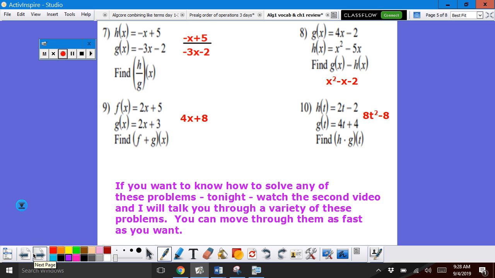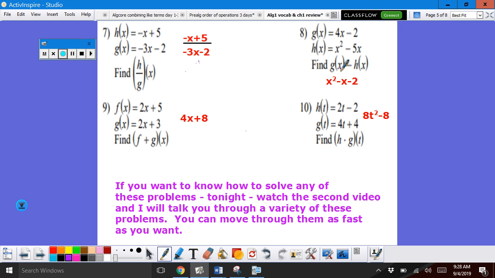Okay, so 7, 8, and 9 were a little bit different because we were actually combining like terms. Number 7, it's a fraction, so it's division. It wants me to take the top and put it on top, and the bottom and put it on the bottom, and then try to simplify. Well, I can't simplify because I can't cross anything out. There's no adding, no subtracting. I'm done. This one does not change.